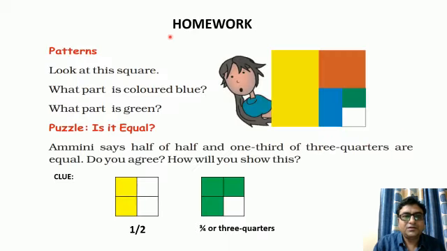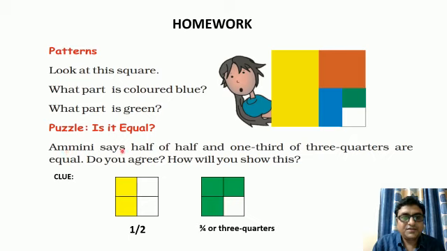So this is the homework. Patterns. Look at this square. What part is colored blue and what part is green? You have to see this pattern. You have to tell what part, means you have to answer this question in fraction. What part is colored blue? And what part is green? This one is the green part. What part of this square is green? So again you have to answer in fraction. This is your homework.